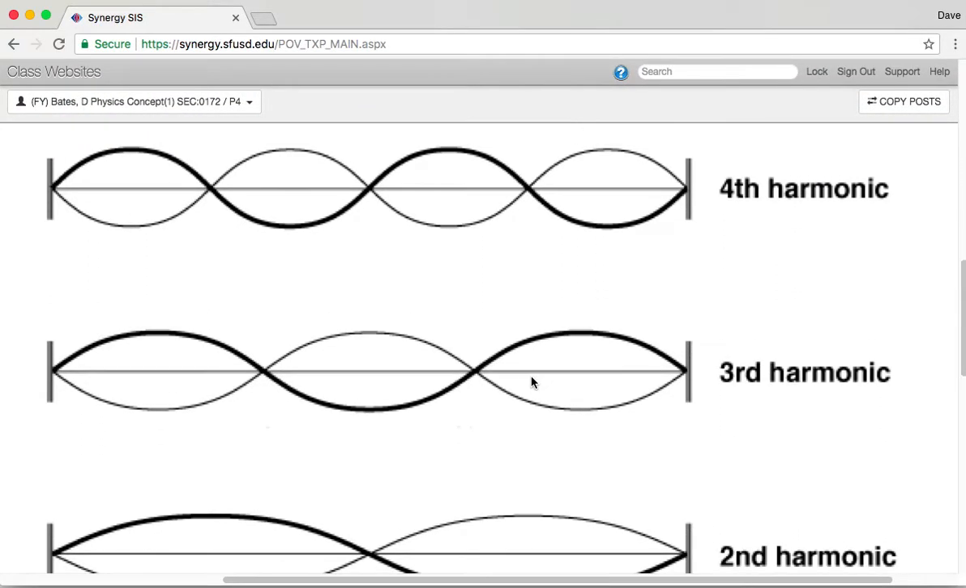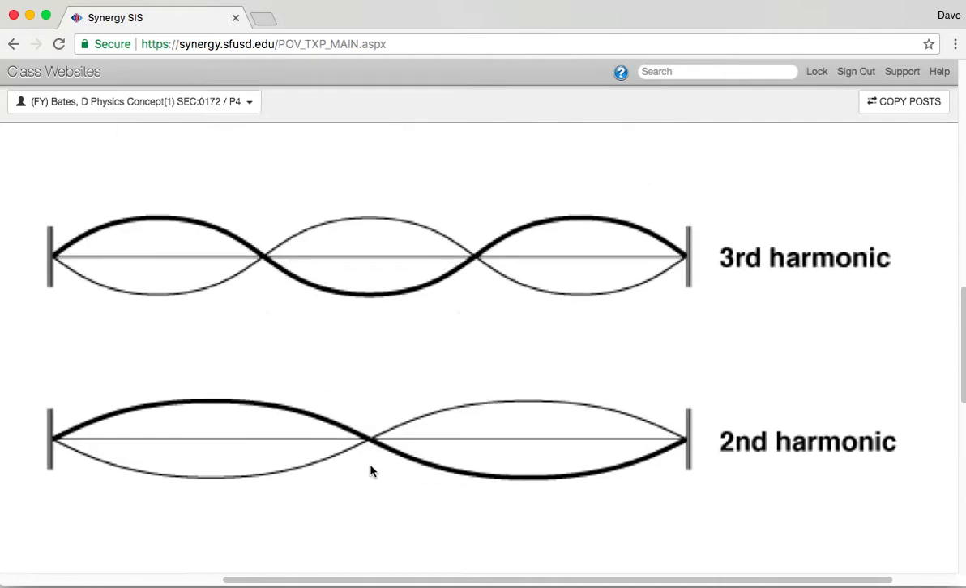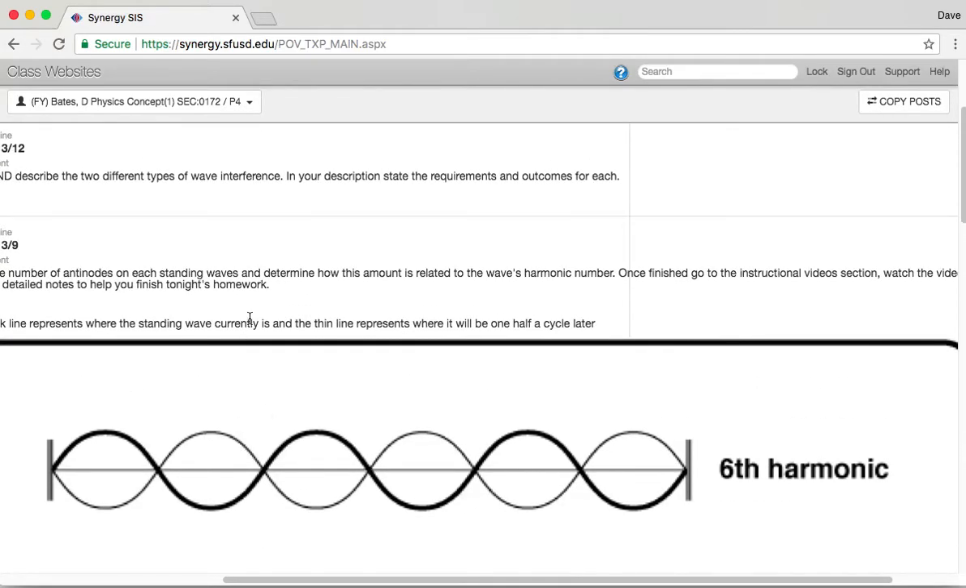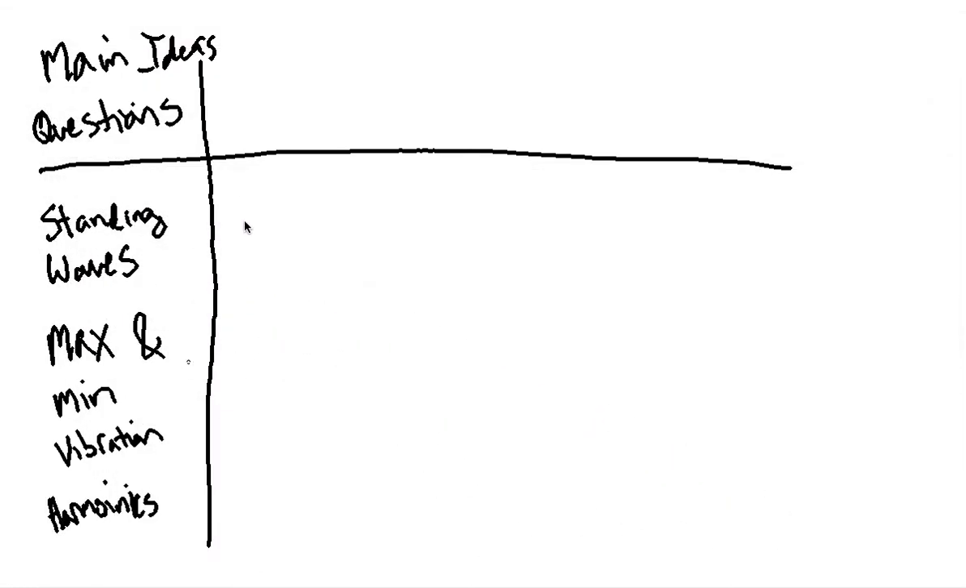So make sure you know what the 4th one looks like, what the 3rd one looks like, or how that relates to one of those properties, which, you know, obviously the do now from this day is pretty crucial for your understanding to get this question down. So let's write that down. Do now from 3-9. Essentially, I'm going to be asking you to draw one of those 4 standing waves, and I want you to label the maximum and minimum vibrations.